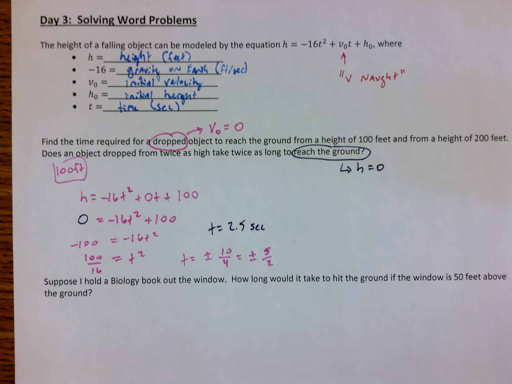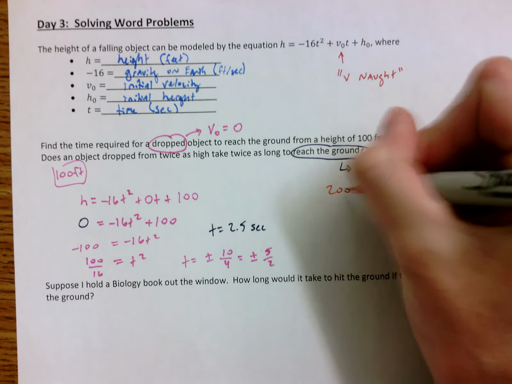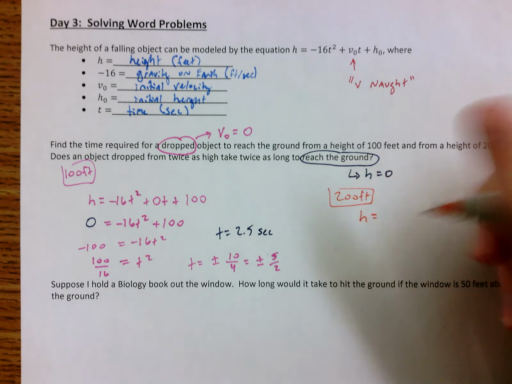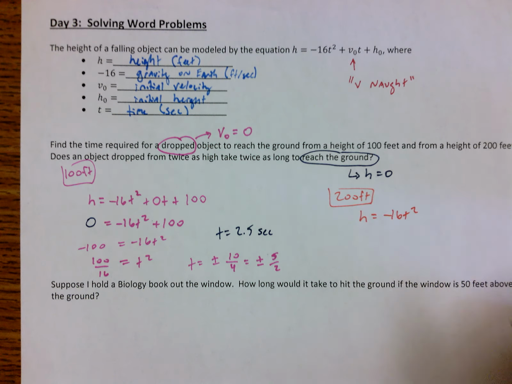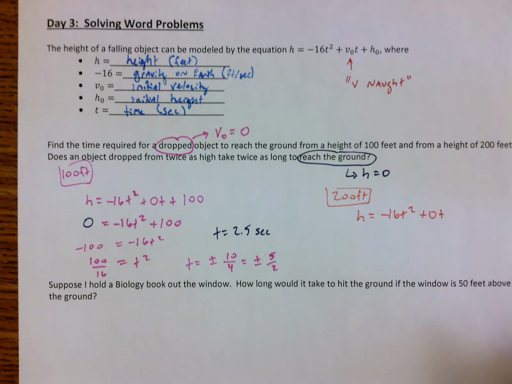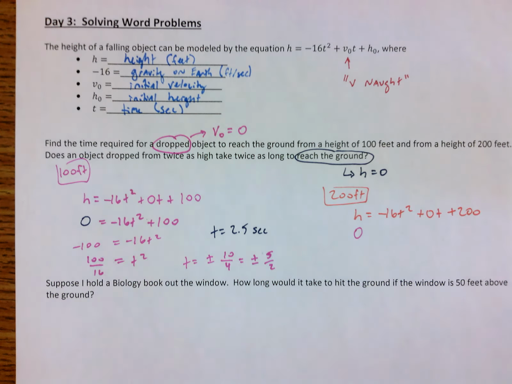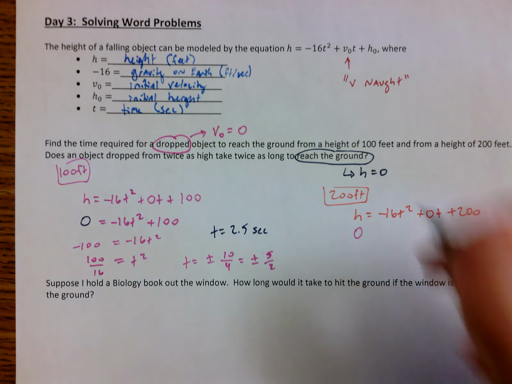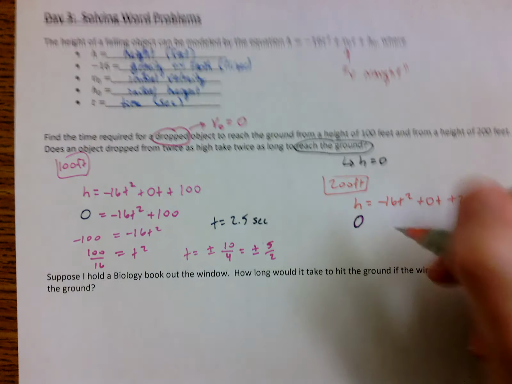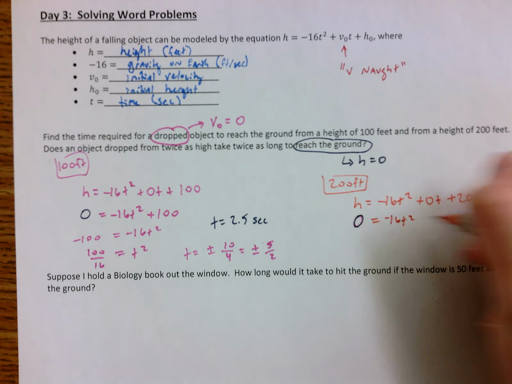All right, great. So that's part one. But now we have to look at the second piece, which is what if we did the same thing but from a height of 200 feet? Well, my equation would be height equals, still the force of gravity is the same. We're still dropping it, so it's still going to be 0t for my initial velocity. But now I'm going to have plus 200, my new initial height. I'm still looking for where it hits the ground, so that's still going to be a height of 0. So then this is the equation that I'm going to solve.